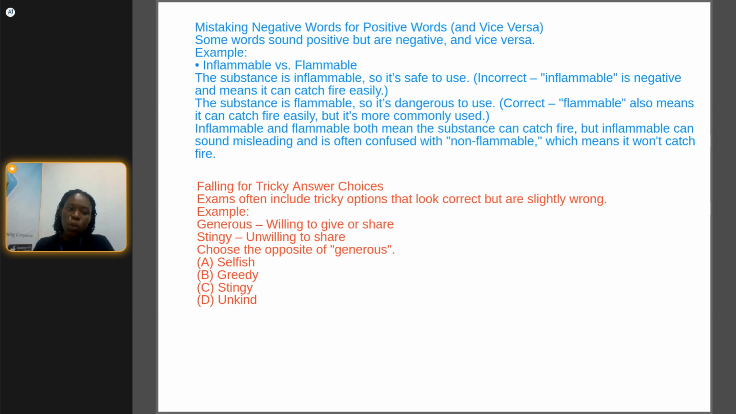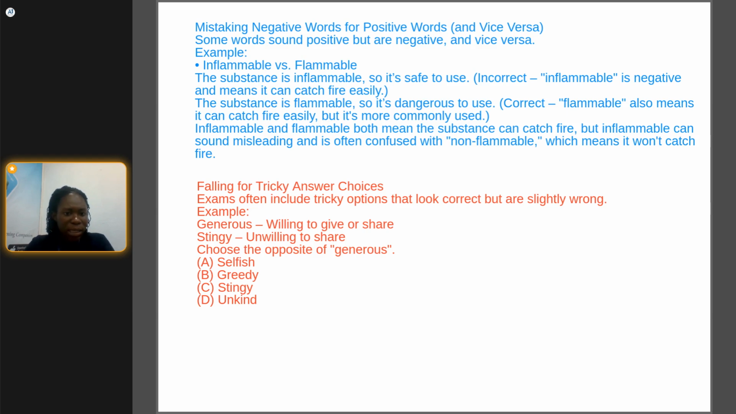For example, let's use the words generous and stingy. Generous means willing to give or share, while stingy means unwilling to share. Now, if you're asked to choose the opposite of generous, and you have words like selfish, greedy, stingy, unkind, and you are looking at these options, you would know right away that some answers are definitely not options, but there are sometimes that you just get confused.